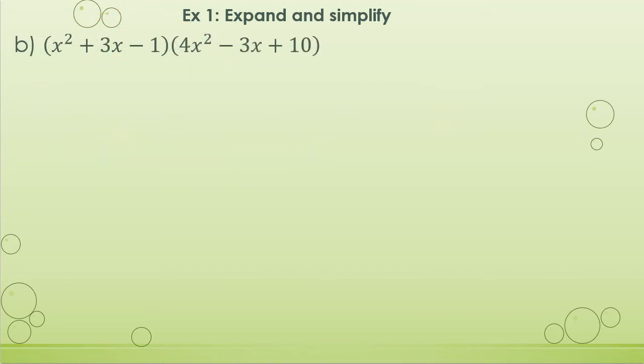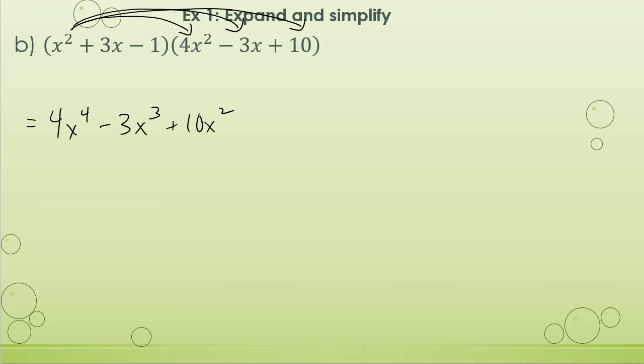Okay, kicking it up another notch. Now we're doing 3 by 3. So it's not hard, just organization is super important here. Here we go. x squared times 4x squared gives me 4x to the 4. x squared times negative 3x gives me negative 3x cubed. x squared times 10x, 10x squared.